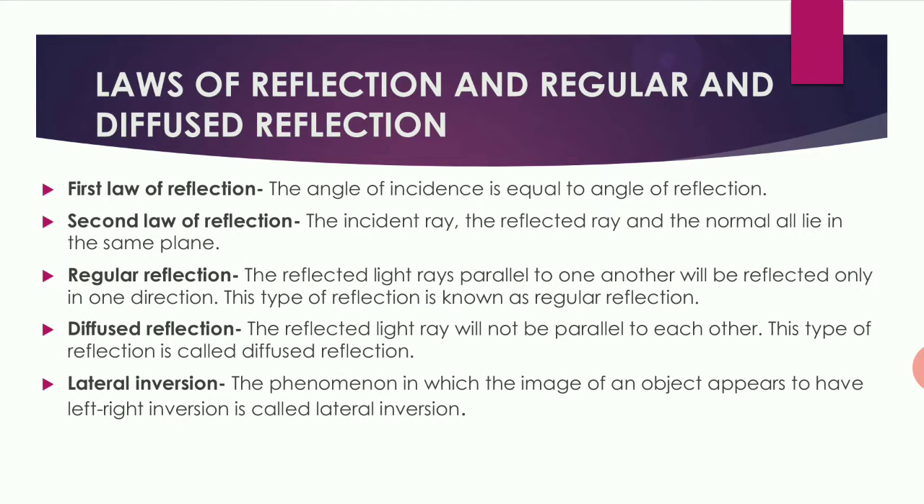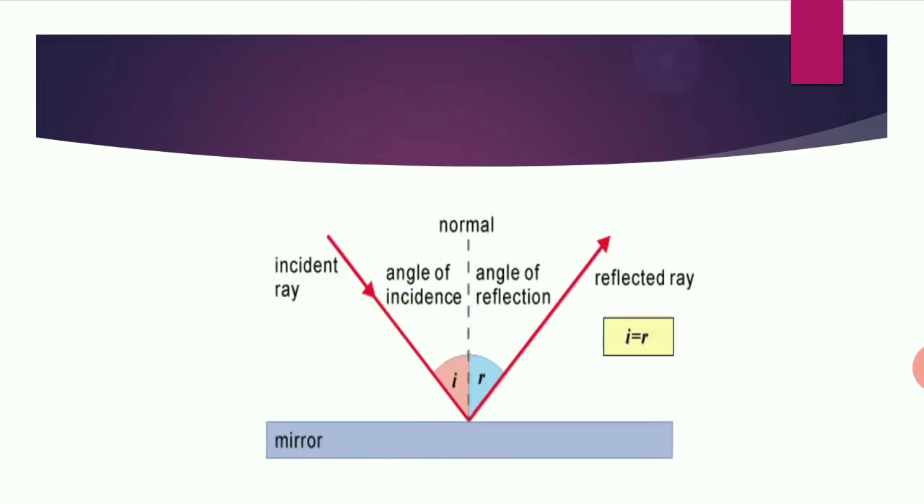Next, laws of reflection. What are the laws of reflection? We have two laws of reflection. First law of reflection: the angle of incidence is equal to the angle of reflection. This is the angle of incidence, whatever the angle at which the incident ray is incident on the mirror. This angle is equal to the angle of reflection. Angle of incidence is always equal to angle of reflection. If suppose the angle of incidence is 30, then the angle of reflection should also be 30.